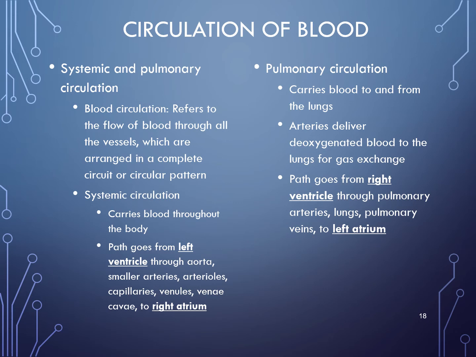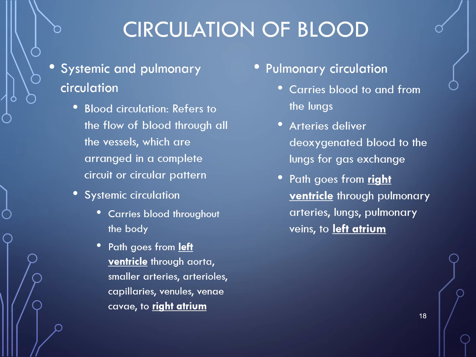So when we talked about the heart, I mentioned the two different types of circulation, systemic and pulmonary. Remember, systemic circulation carries blood throughout the body. So the path is from the left ventricle. Remember, that's the last place blood is in the heart before it leaves to go to the body. So from the left ventricle through the aorta, the arteries, the arterioles, capillaries, venules, vena cava, and then the right atrium. So that is going to be our systemic circulation.